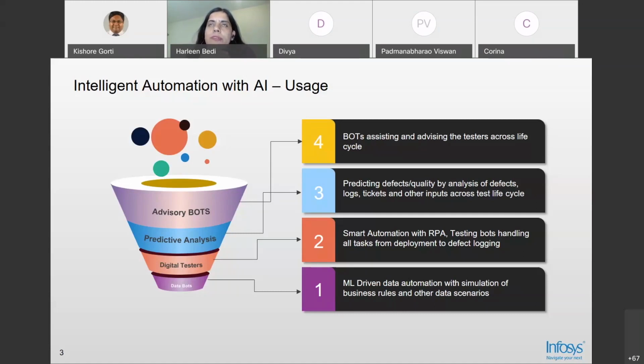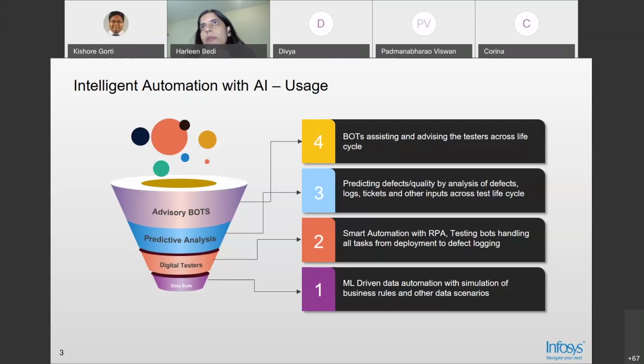And finally, what we have seen in usage is what we call advisory bots. So these are the bots which help the testers, right? So maybe in traditional ways, you will have a dashboard which will give you a complete view after you're done testing or you are still doing testing. But things have changed. Now what you want, when I'm doing testing, I want real-time insights. And I don't even want to query or go to that particular dashboard.